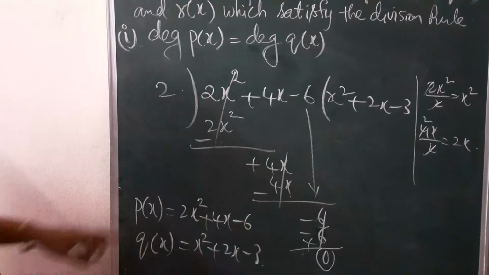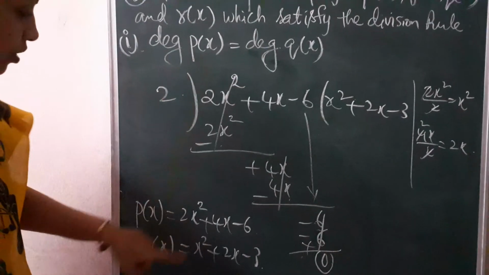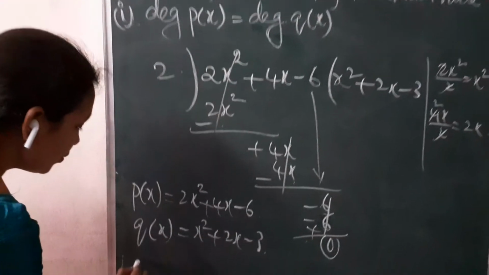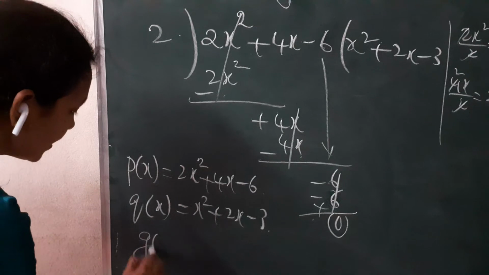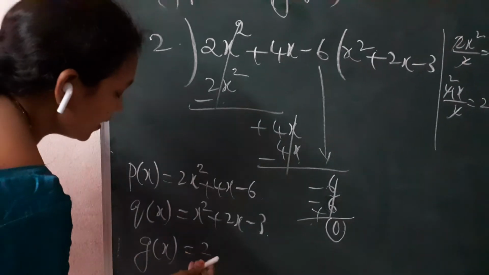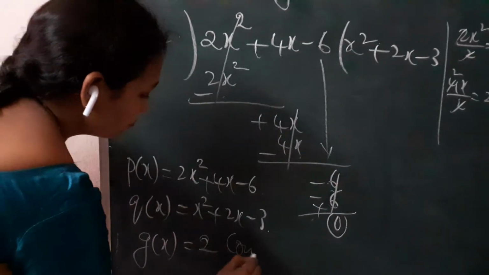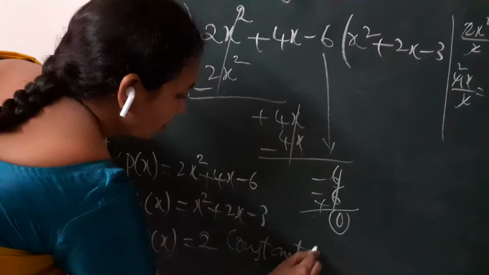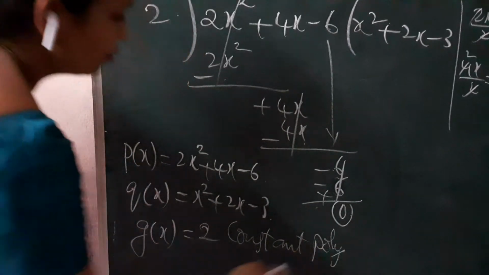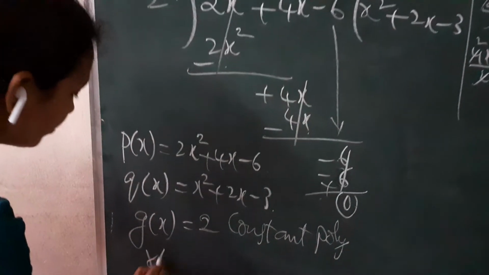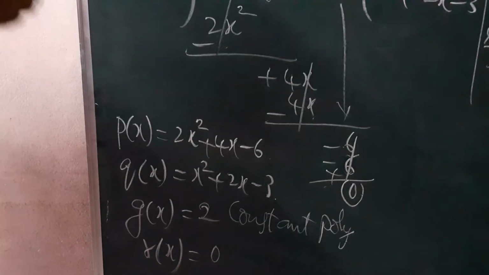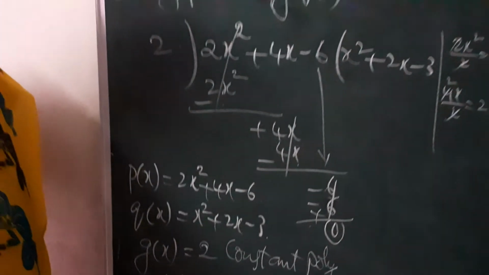Both are of the same degree polynomials. Okay? And when it is possible, g of x is a constant. It is a constant polynomial. And what is the remainder? Maybe 0 or anything. Okay? Remainder is 0.